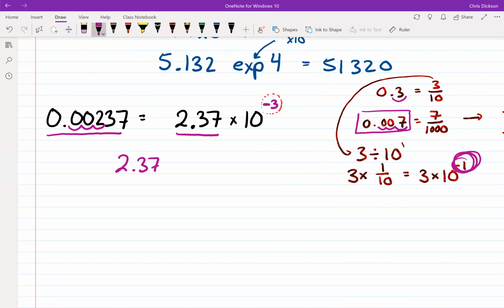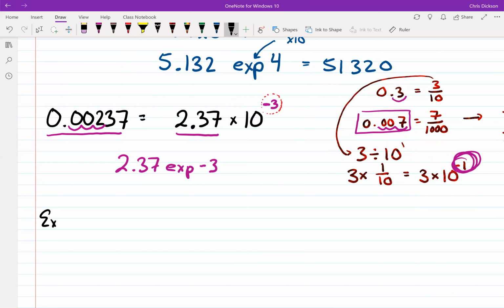2.37 exp. And now you have to use the negative sign 3, not the subtraction sign. So 2.37 exp negative 3. And that gives me 0.00237. So I'm going to write just a few more numbers here, and I want you to try to convert them into scientific notation.